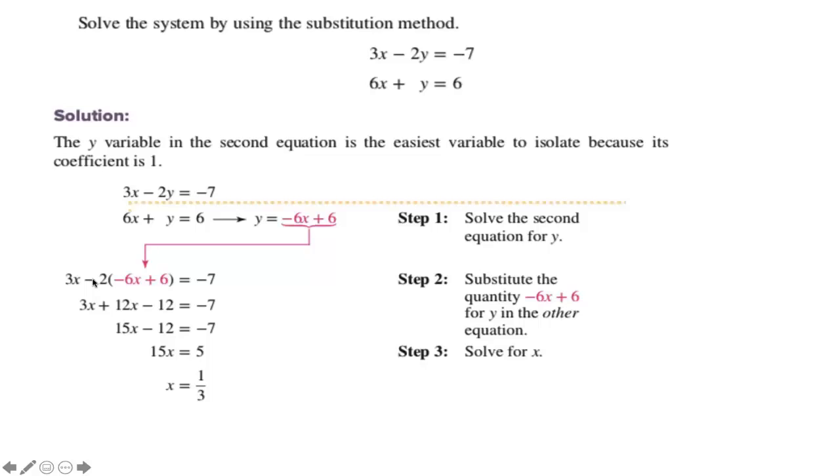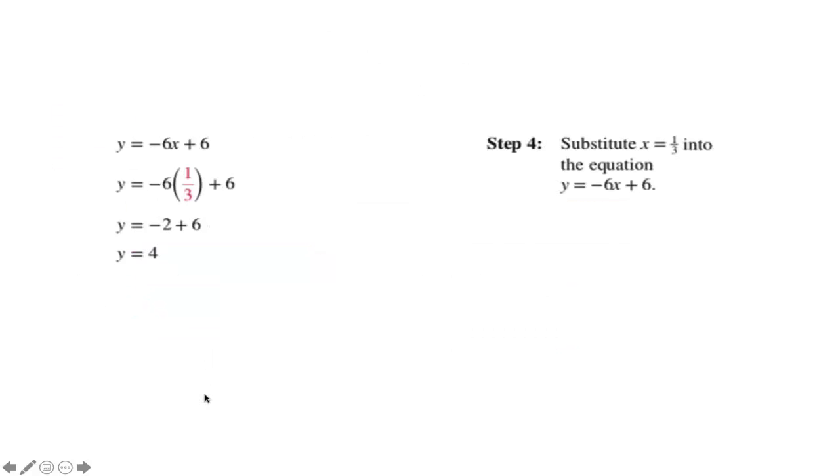So we have to distribute the -2. So 3x, -2 times -6x is plus 12x. -2 times 6 is -12. Combine like terms. So when you solve for x, you get 1/3. Now that you have that, you can go back and substitute x into any of the equations to get the y value. So that's a solution set.